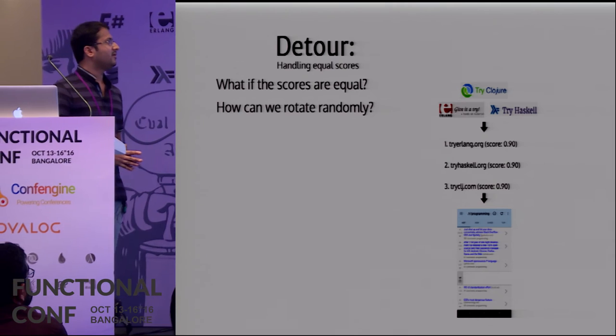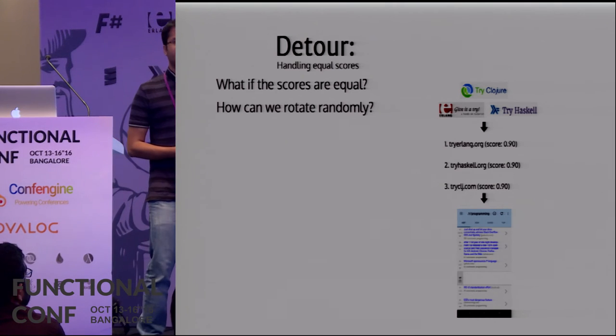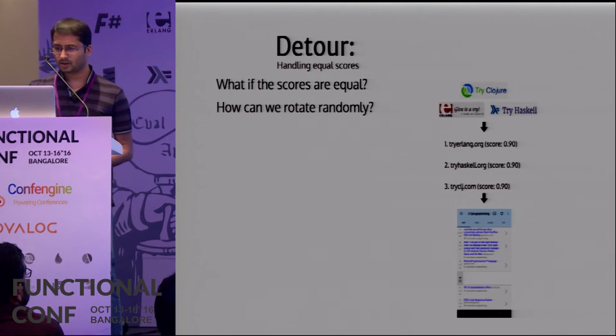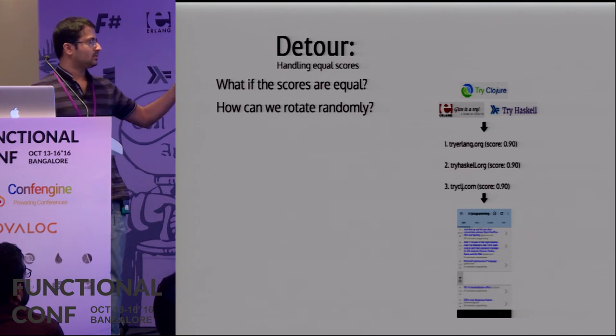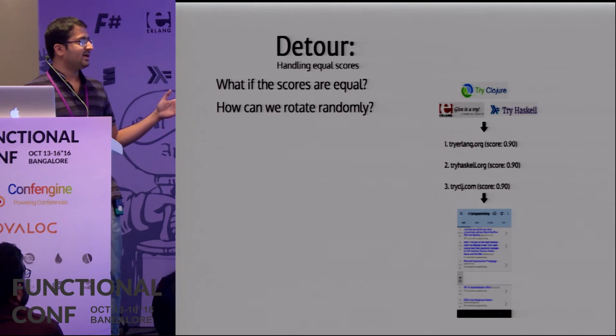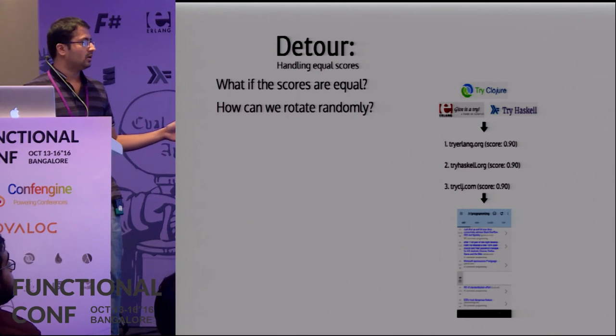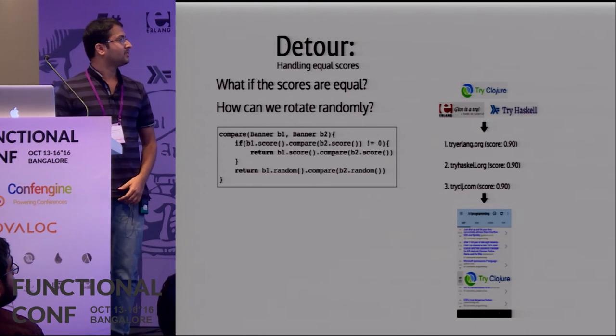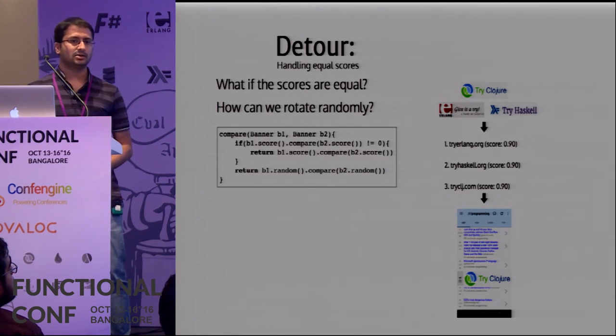So we had a real use case where we had to rotate banners if the scores are equal. To give you an example, let's say programming subreddit gets an ad request and there are three competing banners and all of them have an equal score. You have to rotate banners like this for every request. One simple way to accomplish this is to write a comparator function like this.